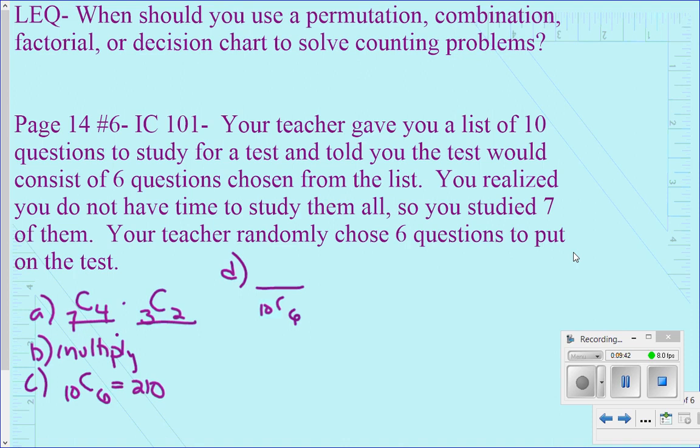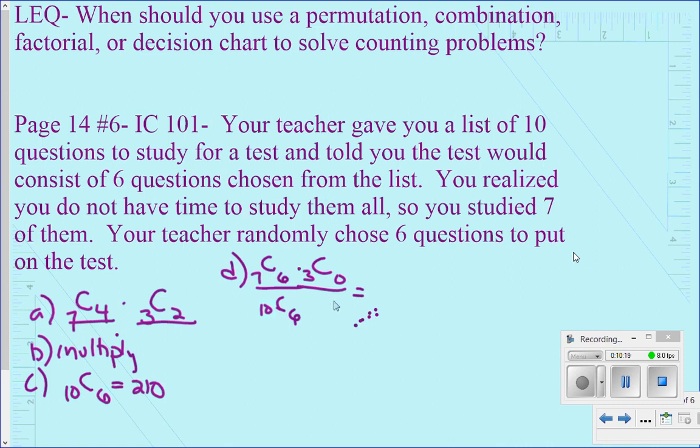Okay, so now on D, we're looking for what's the probability that your teacher picked 6 of the selected questions. Well, she's picking from the 7 you studied, and it's saying what's the probability you will have studied 6 of the selected questions. So she's picking 6 of the 7 that I studied. And remember, she's only picking 6. So if she picks 6 from the 7 you studied, then from the 3 that you didn't study, she's picking none. Okay? Hopefully that makes sense.